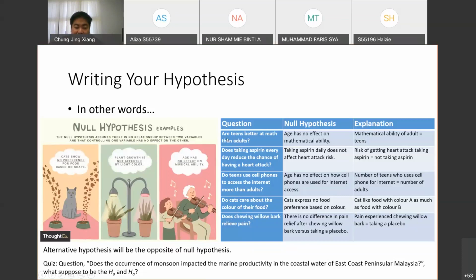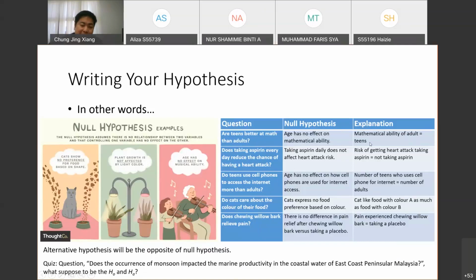The question you can ask: are teens better at math than adults? This is the research question we want to ask. Remember, we take the question and we make it negative for null hypothesis. After we do that, it will become: age has no effect on mathematical ability. So you see, it becomes negative now. This statement is converted into a negative statement. When we say no effect, it's still equal: adult equal to teens.